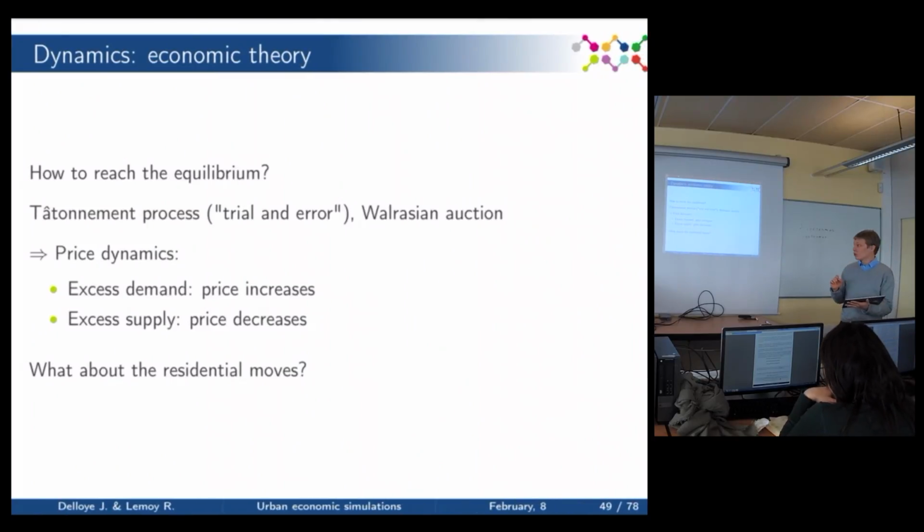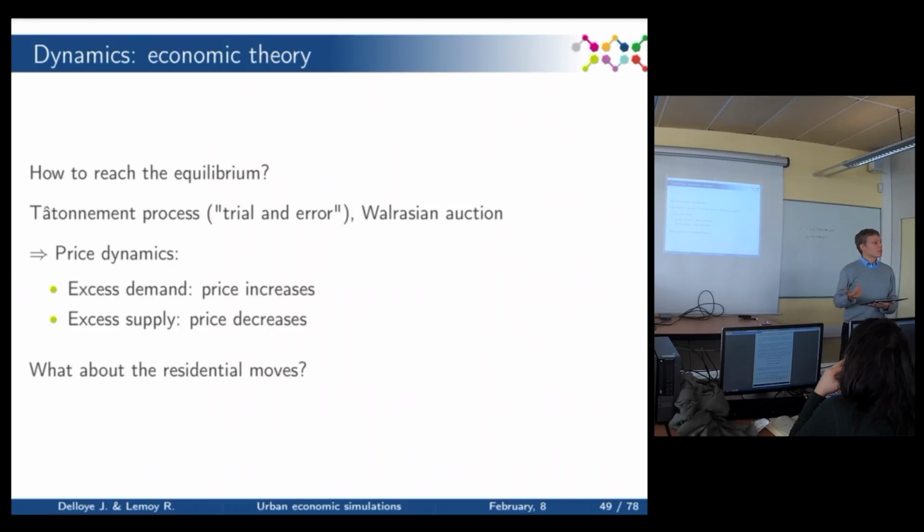But I will just say one word before about dynamics in economics, because there is still some theory about dynamics, even though they don't really study it in the models. How are you supposed to reach an equilibrium in economics? Well, the theory says that you do what they call a tâtonnement process. It's a French word because it was developed by a French economist, Léon Walras, at the beginning of the 20th century. It's a trial and error process. He developed what was later called the Walrasian auction.